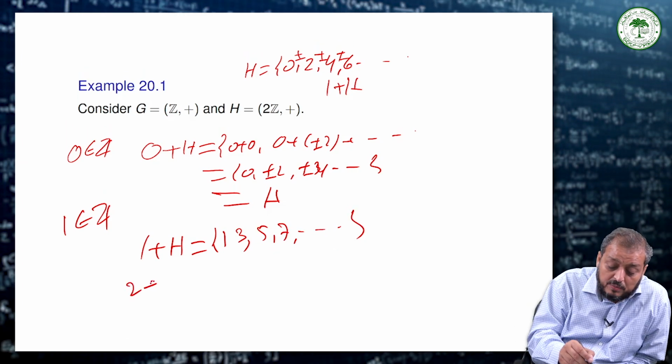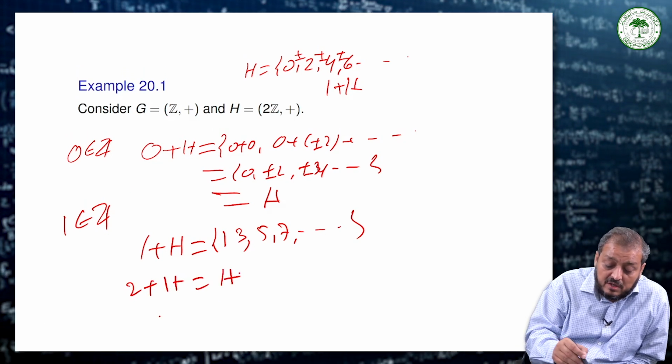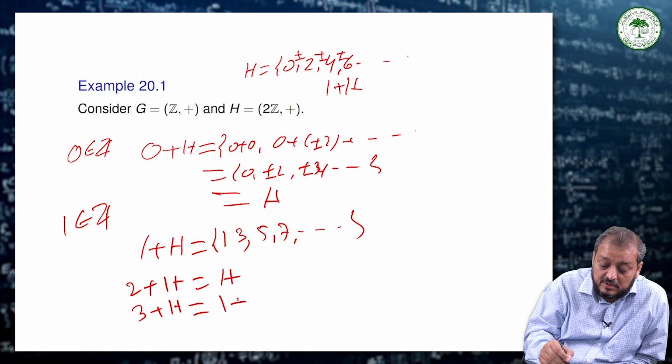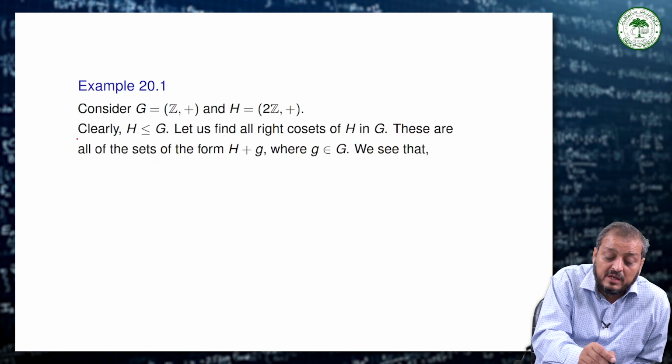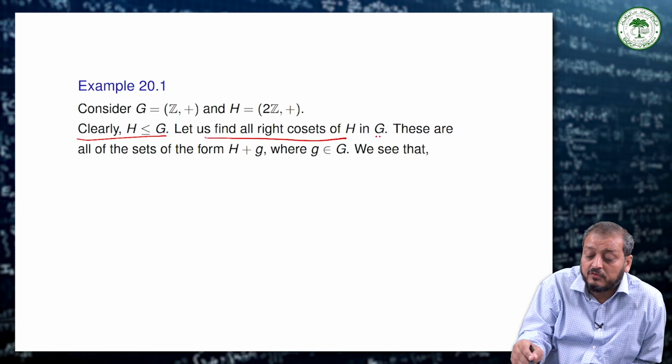If we write 2 plus H, then this is again giving you the same as H, and if you have 3 plus H, it again gives the same as 1 plus H, and then we have to write into this one. So clearly this H is a subgroup. So let us find the right cosets of H in G.